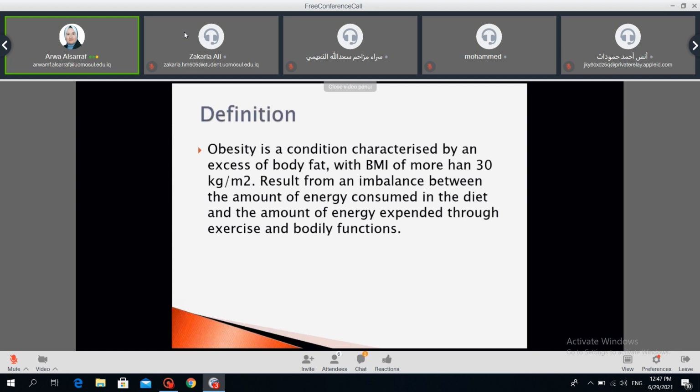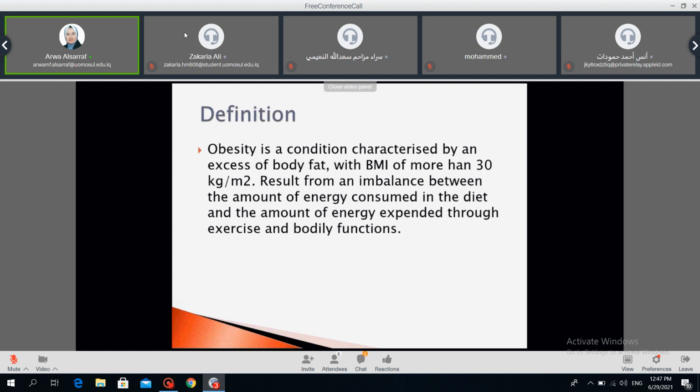The GIT complications. Obese persons are more liable to form gallstones. Also, they are more prone to have the syndrome of gastroesophageal reflux. So they always complain of acidity, especially after meals.